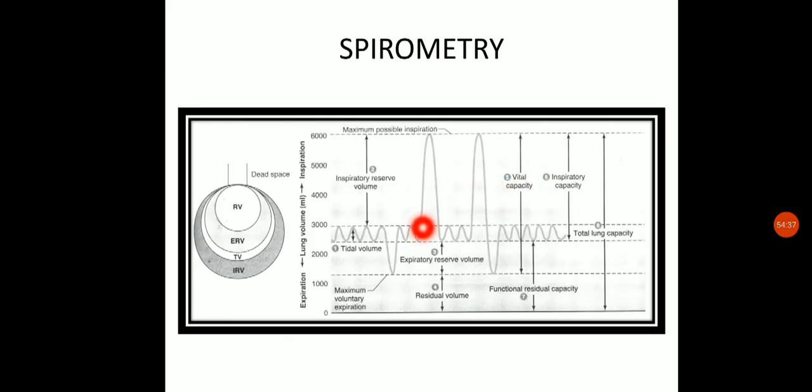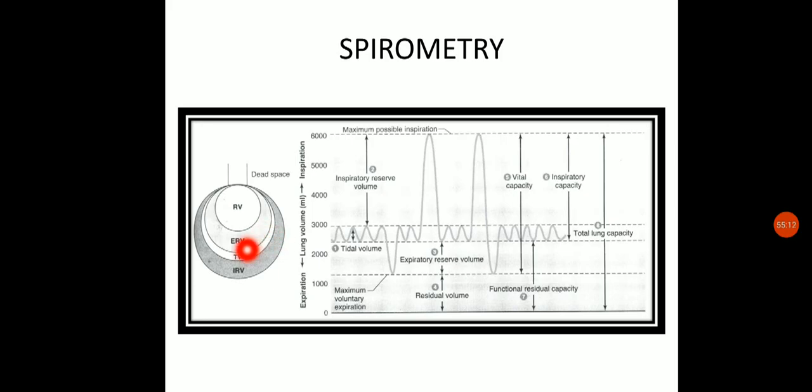Here you can see the Venn diagram showing the relation between them. There is a dead space which is of no use, around 150 ml. RV, that is residual volume, will always be present in the lungs and will not be utilized, around 1200 ml. Then ERV, the expiratory reserve volume, is the total volume of air which is expired forcefully after the normal expiration. It is around 1100 ml.